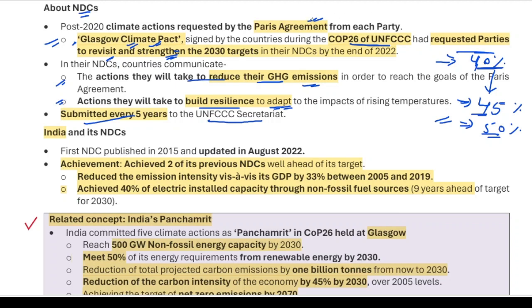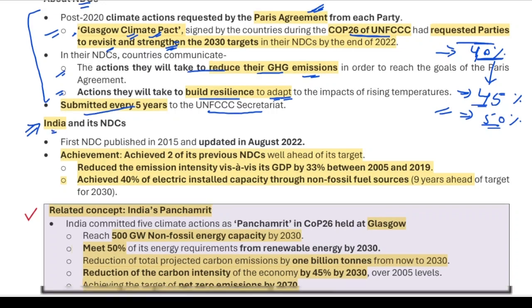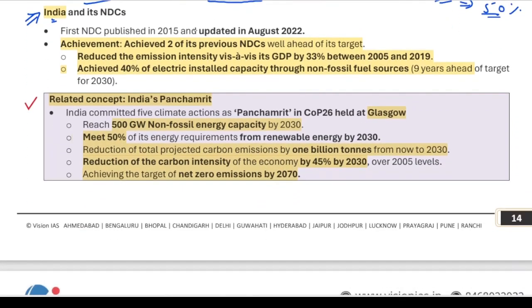Whether the goal of the Paris Agreement will be realized or not, so this is all about this report. Just a passing reference, you must remember this: India's NDCs were first published in 2015 after this Paris Agreement. Now it has been updated in 2022.